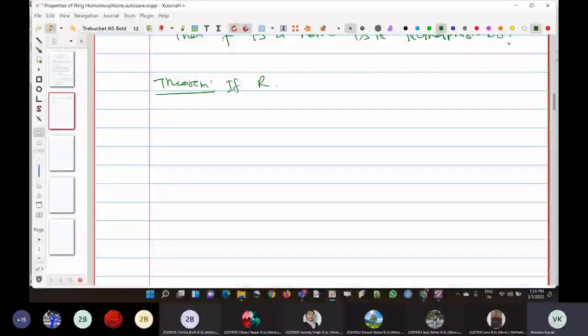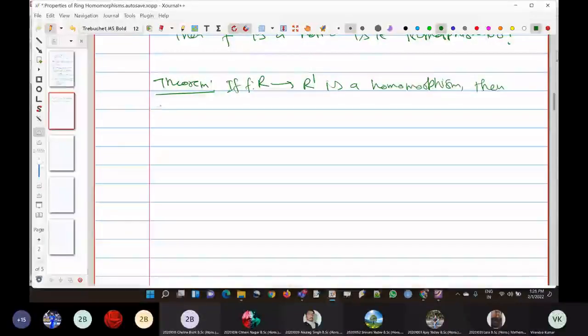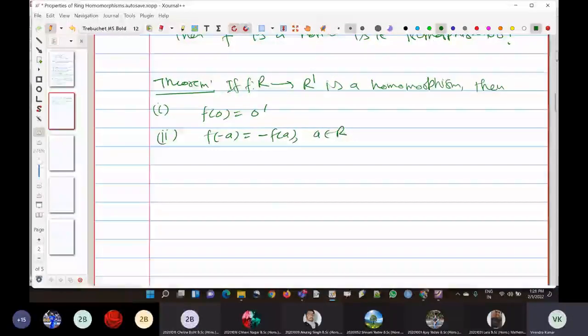If f from R to R dash is a homomorphism, then first, f of 0 equals 0 dash, and second, f of negative a equals minus of f of a, where a belongs to R.